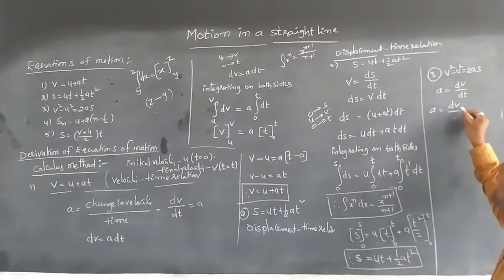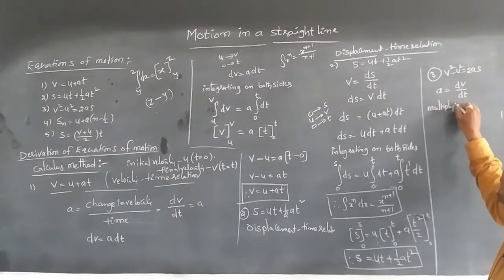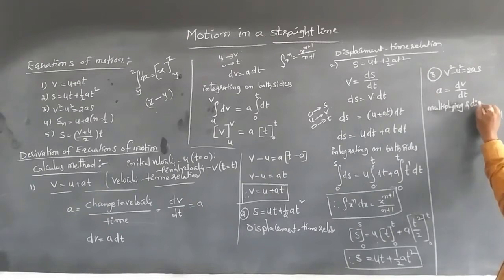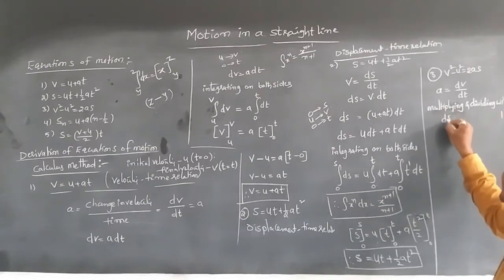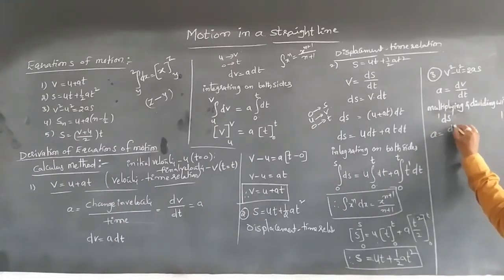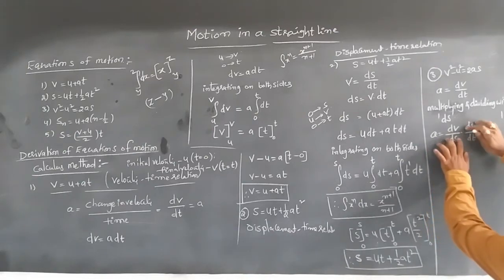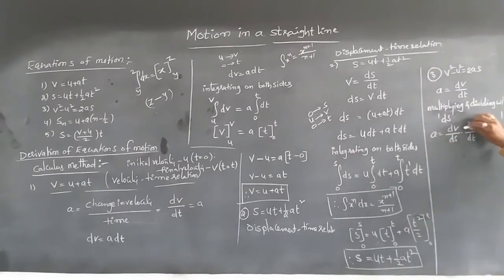dv by dt, multiplying and dividing with ds. Then we can get that a is equal to dv by ds into ds by dt. Can we write like this? By cancelling the ds, we get the same thing, a is equal to dv by dt.